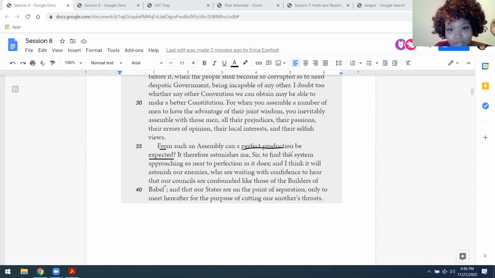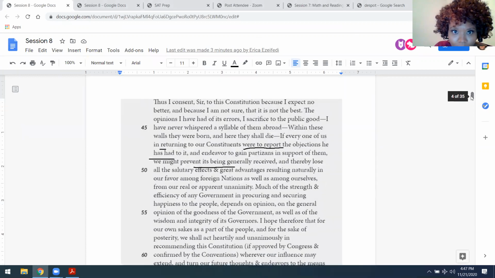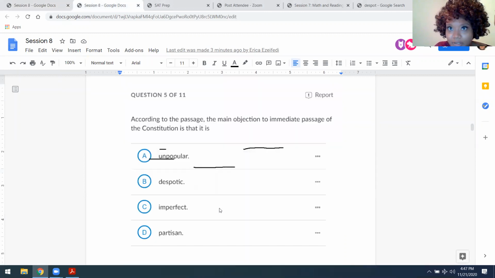He says, it therefore astonishes me, sir, to find this system approaching so near to perfection. So near to perfection means that it is still imperfect. Perfection is 100% or not. It's either perfect or it's not. So to be near to perfection is still to be imperfect. So the answer is C, imperfect. That was also part of the main point of the whole passage too.